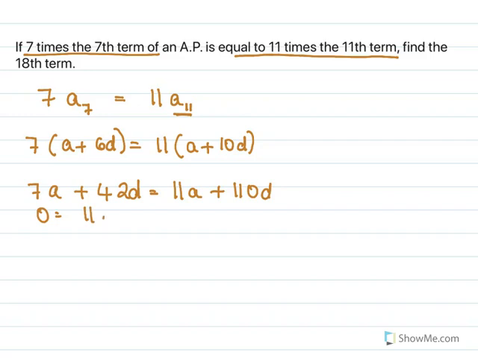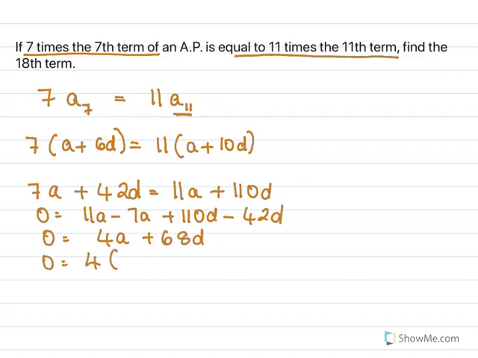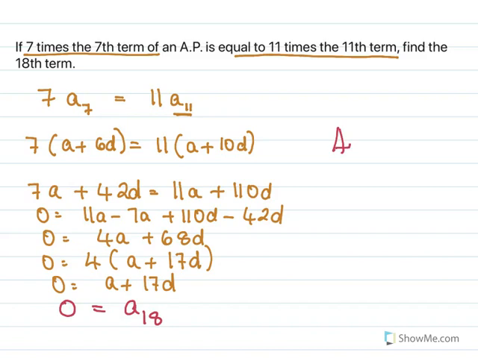We take all on one side, so you get 11A minus 7A plus 110D minus 42D. 11A minus 7A is 4A and 110D minus 42D is plus 68D. So I take 4 common out, you get A plus 17D. So 0 equal to A plus 17D. You can ignore the 4. Now A plus 17D, you know, is the 18th term. So the 18th term is 0. So the answer is the 18th term equal to 0.